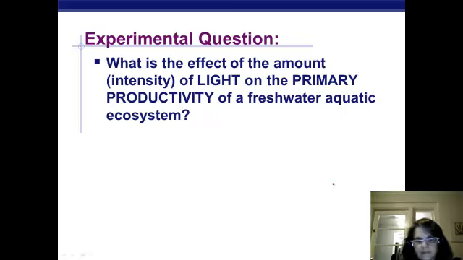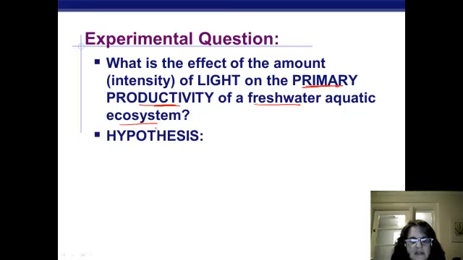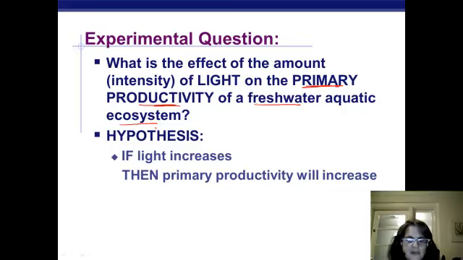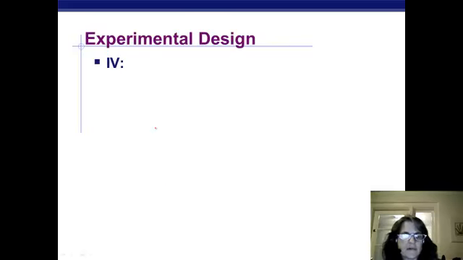Now, our experimental question then is, what is the effect of light intensity on the primary productivity of a freshwater ecosystem? Okay, is light going to affect the amount of photosynthesis? Now, hypotheses we could suggest for this? If light increases, then primary productivity will increase. If light decreases, then primary productivity will decrease, whatever you want to think of.